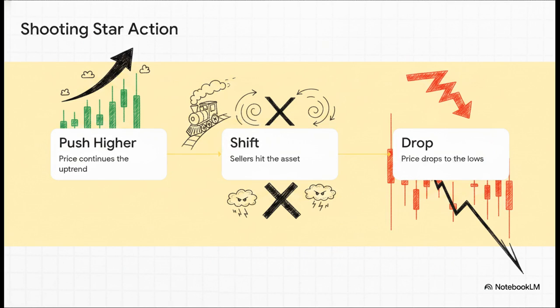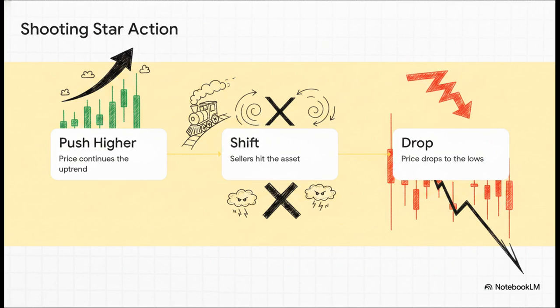The day begins in step 1. Morning bell rings, and the price opens and pushes higher. The uptrend is just continuing, chugging upwards exactly as it has been. It looks like it's going to be another incredibly strong day for the bulls. But then, step 2 hits.